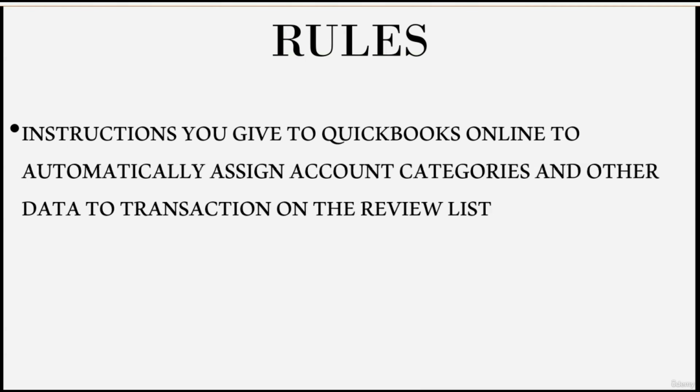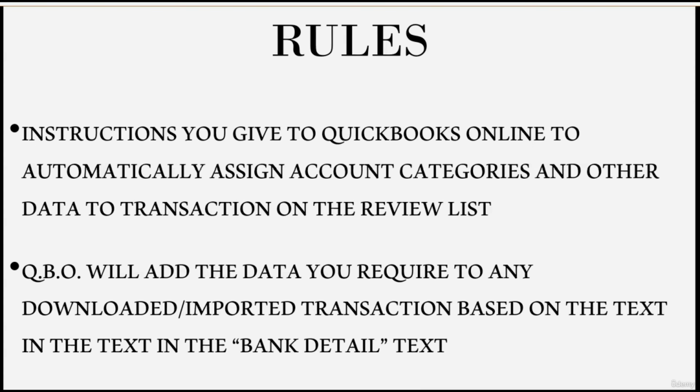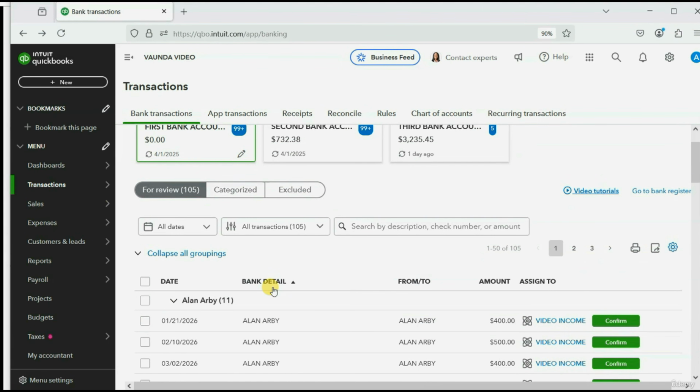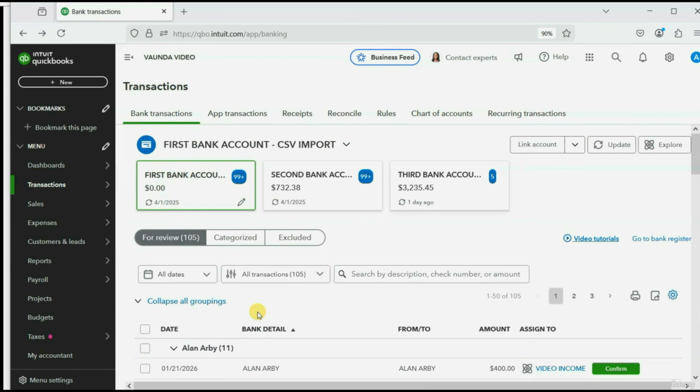So to be clear, rules are instructions that you give to QuickBooks Online to automatically assign account categories and other data to transactions on the review list. And QuickBooks Online will add the data that you require to any downloaded or imported transaction based on the text in the bank detail text field. So this is the field that will have text downloaded, and based on what's there, you can tell QuickBooks Online to assign specific data to that transaction.